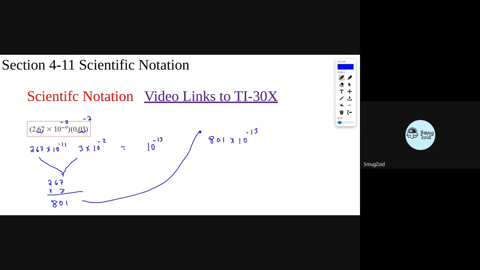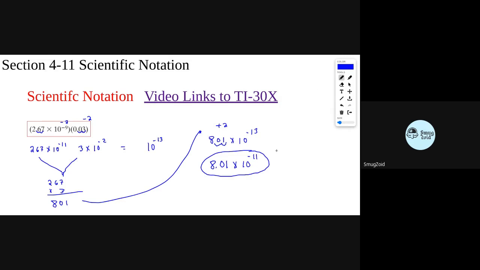Now, the rules of scientific notation, you can only have one number in front of the decimal. I actually have 3. I got to go this direction. So I go 1, 2. If I go this way, I add plus 2 to it. So my number, when I put these together, is going to be 8.01 times 10 to the minus 11. Okay?